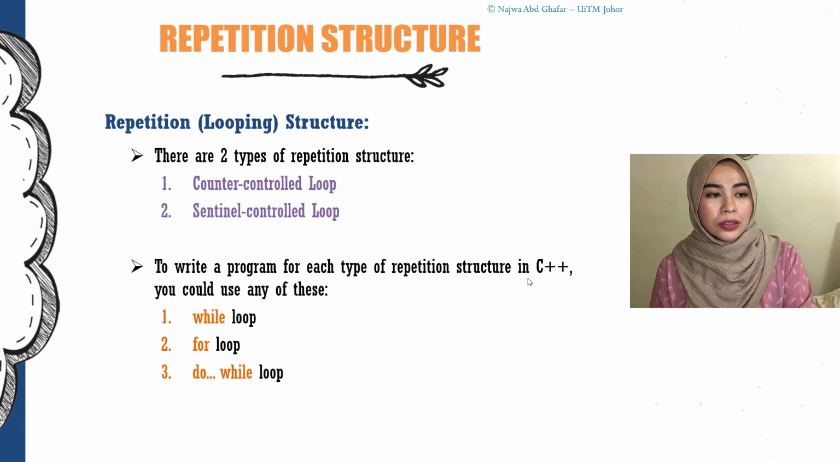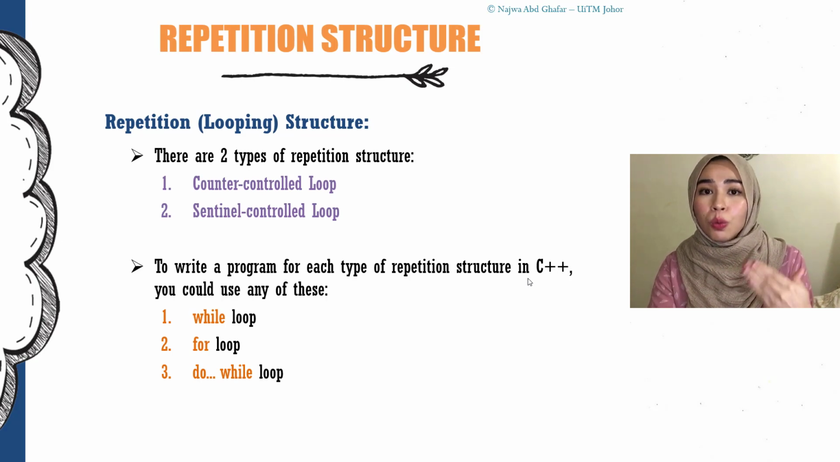So repetition, there are two types of repetition structure. We have counter control loop and sentinel control loop. There is a huge difference between the two. Counter control loop is when you know when to stop.